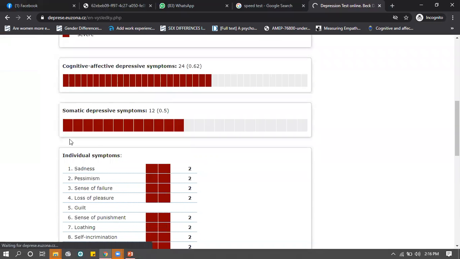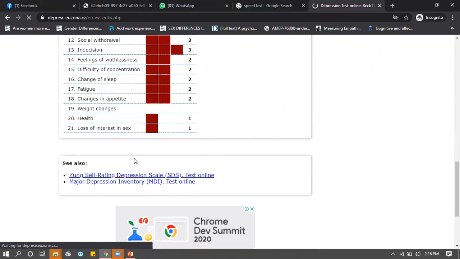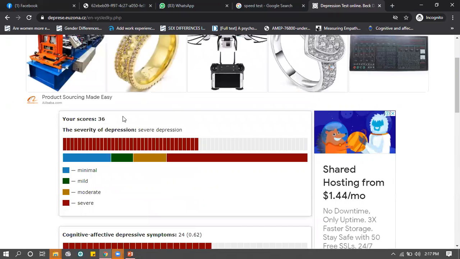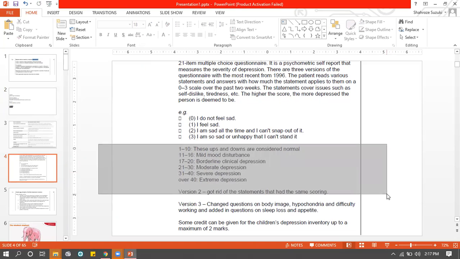All right, so as you can see, these are my symptoms. So 21 items. Let's suppose that my total score is going to be around 36, and 36 means that I have severe level of depression. So in BDI, what you have is actually written in your marking scheme that if you get a score from 1 to 10, this is normal. 11 to 16, mild. 17 to 20 is borderline. 21 to 30 is moderate. So these are the ranges that you have to remember.